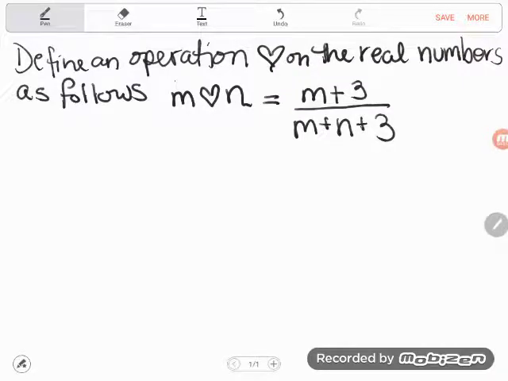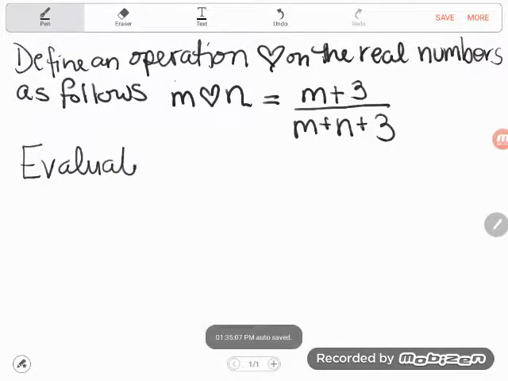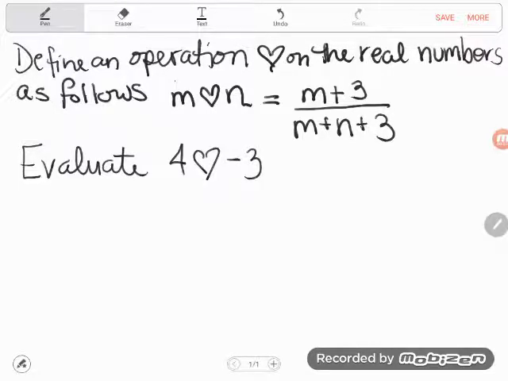Okay, one more problem for Mika, who wrote in on Facebook. It says define an operation heart on the real numbers as follows. M heart n is equal to all that jazz. We'll look at all that jazz in a second. And then I forgot to write out part of my problem. Let's evaluate, I don't know, 4 heart -3. How about that? Okay.